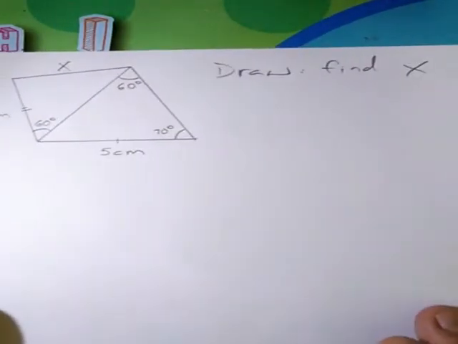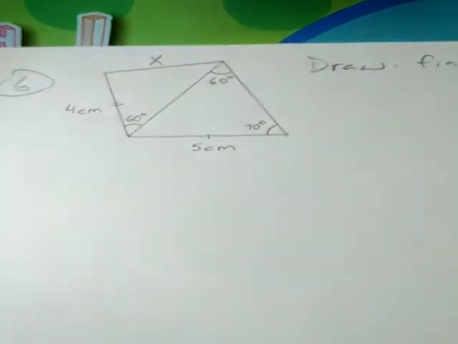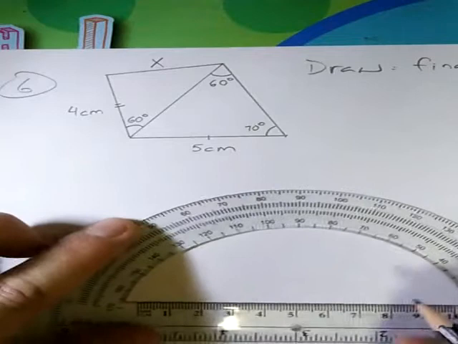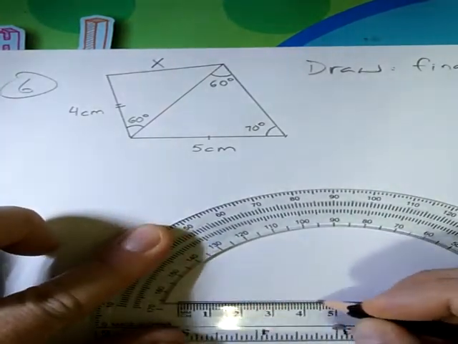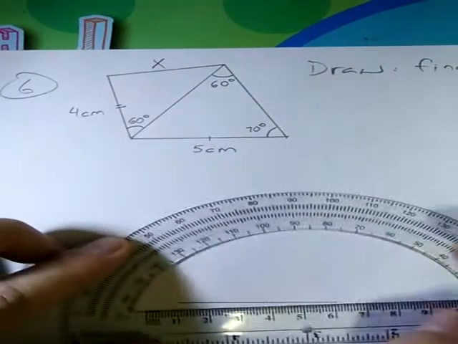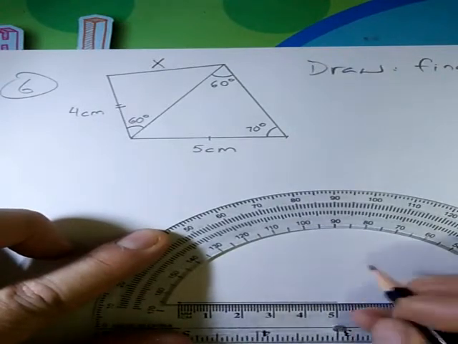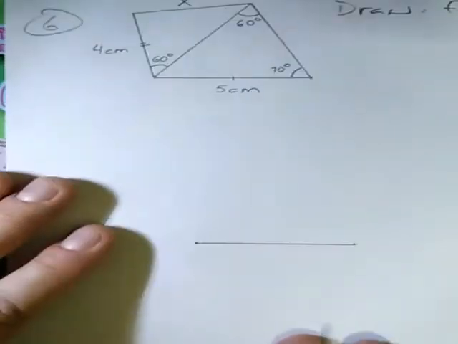Number 6 is draw and find the value of x. So here I have a picture which is not drawn to scale, and I must reconstruct this picture and measure to find the length of side x. So I'm going to start with the information that's given. I'm going to draw a 5 centimeter line. It's about like that. Let's double check if that is that. There it is. 5 centimeters.